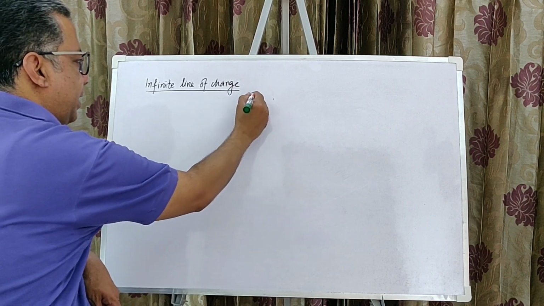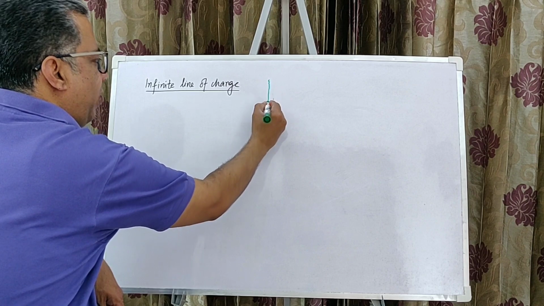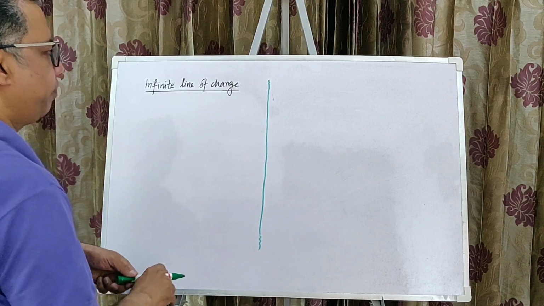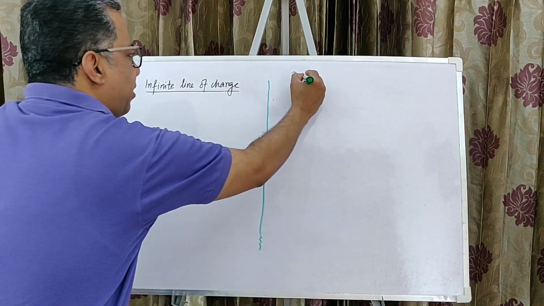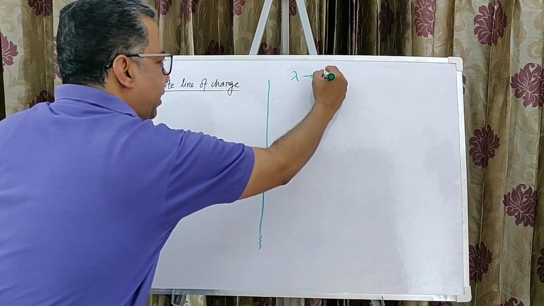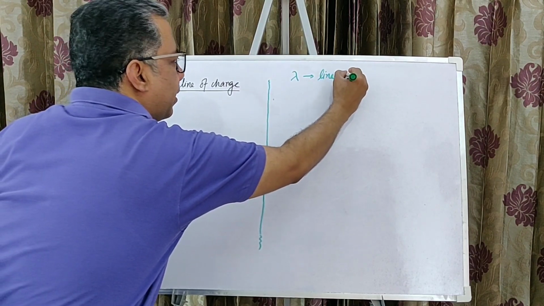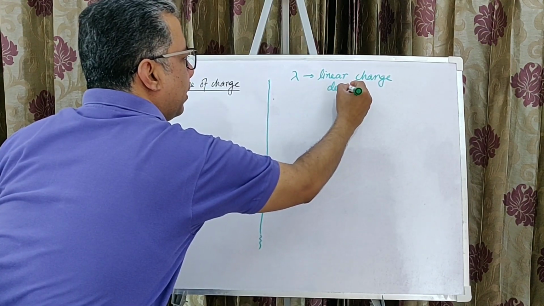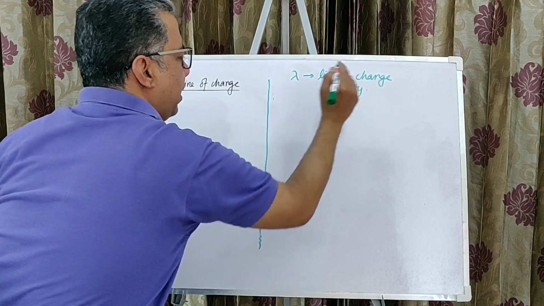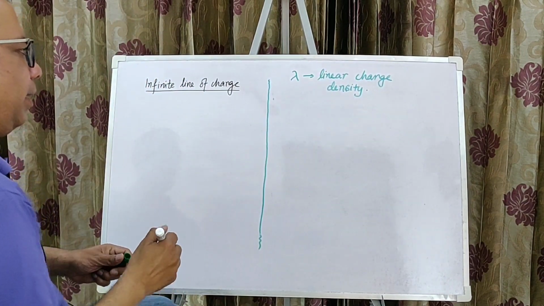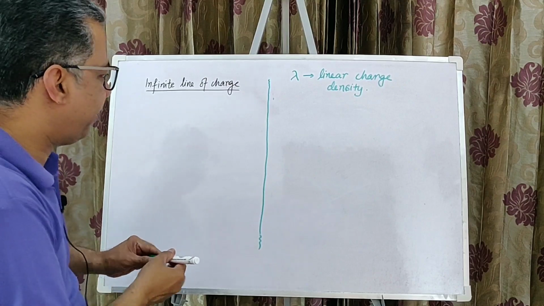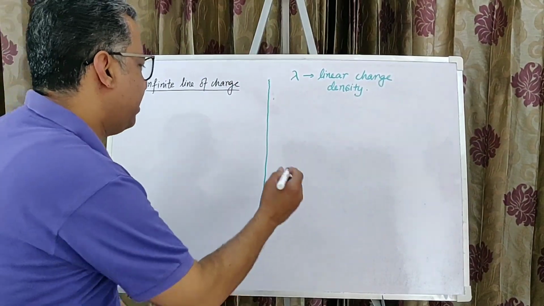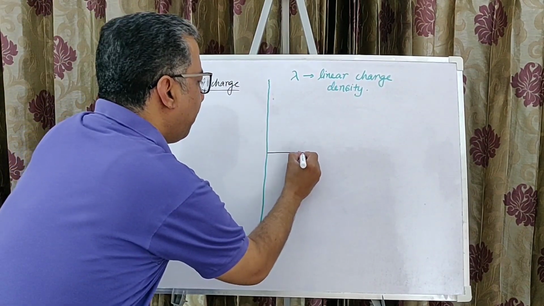Now, let's have a look. This here is a very long, infinitely long line of charge. It has a linear charge density lambda. Lambda is the linear charge density. Now, we are interested in the calculation of electric field at some distance from it. Let's say that distance is r.